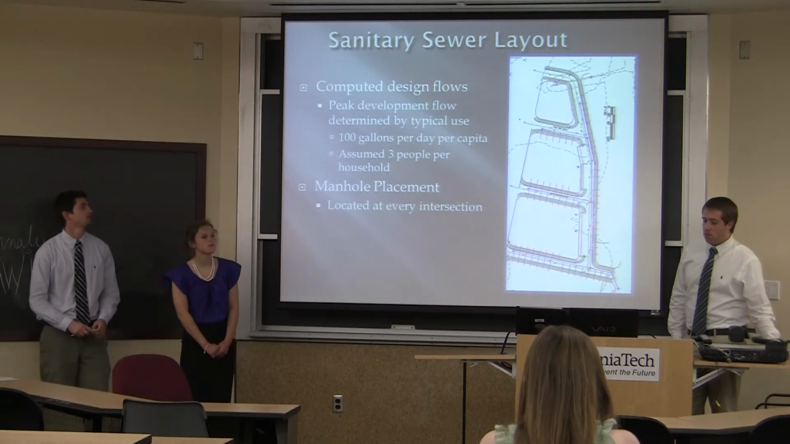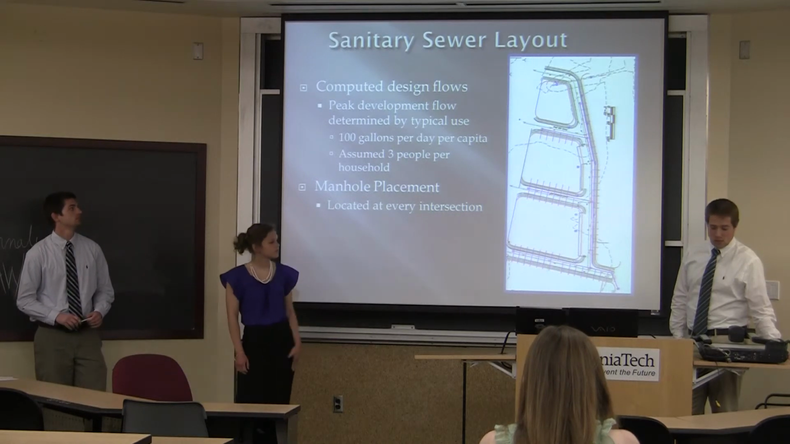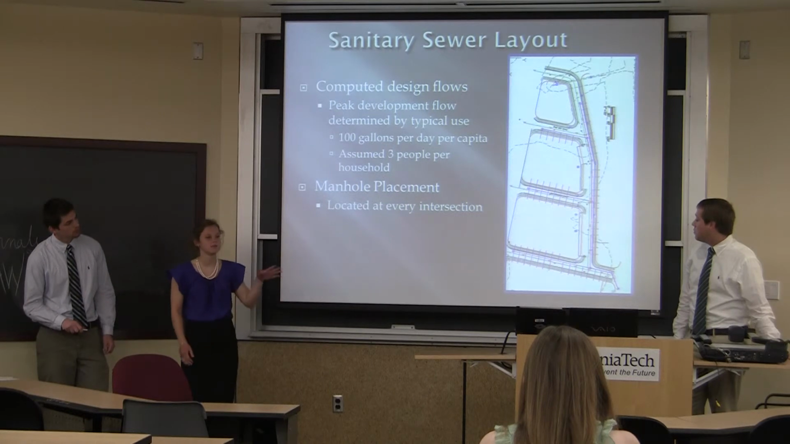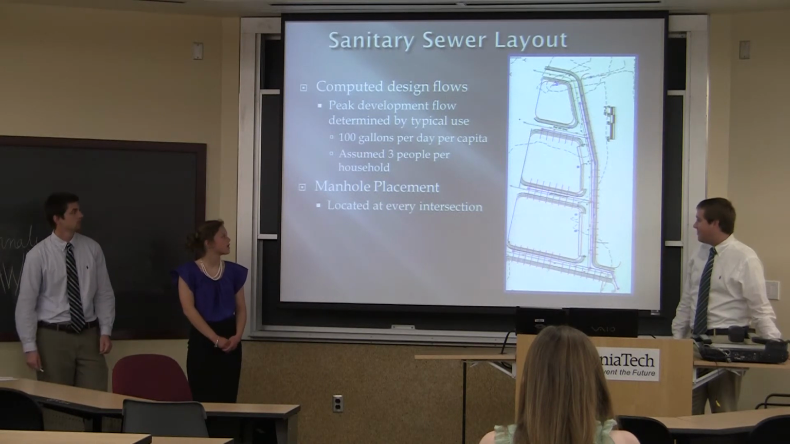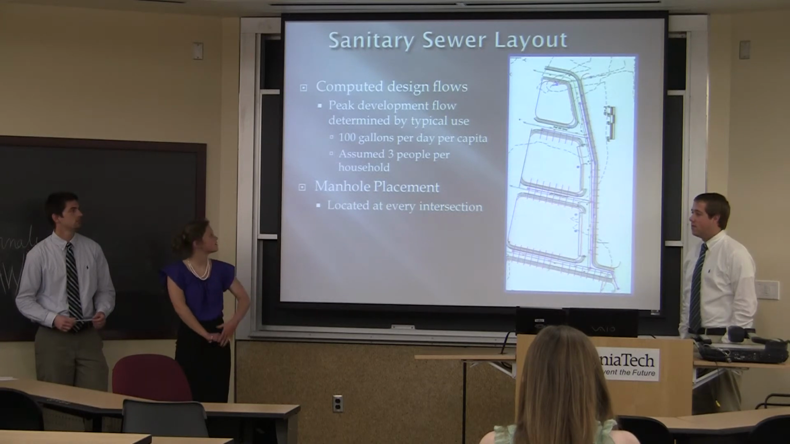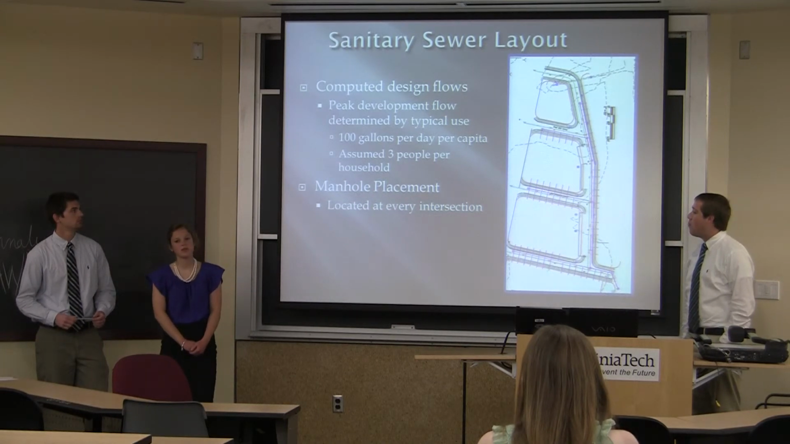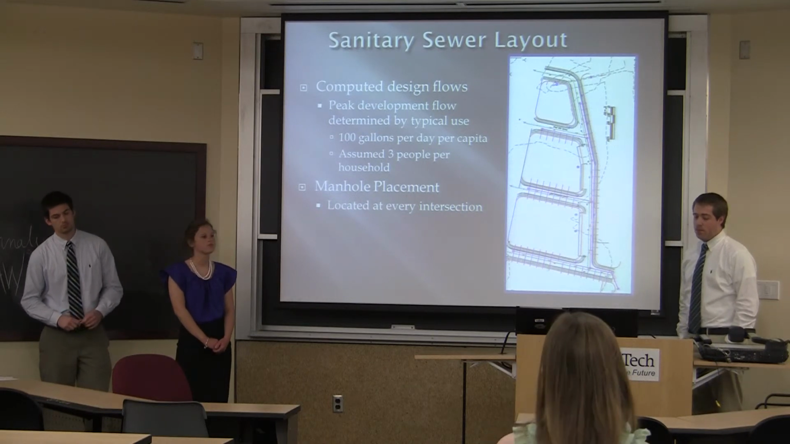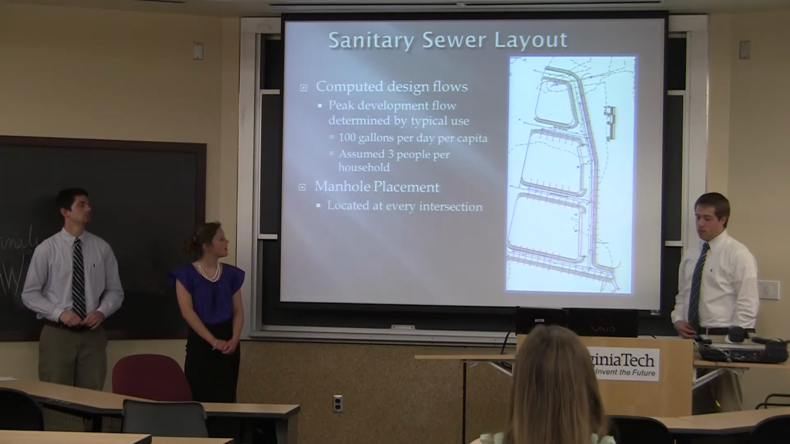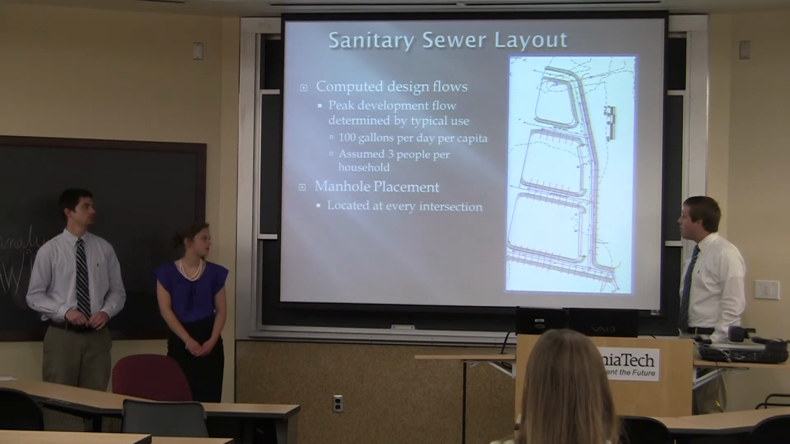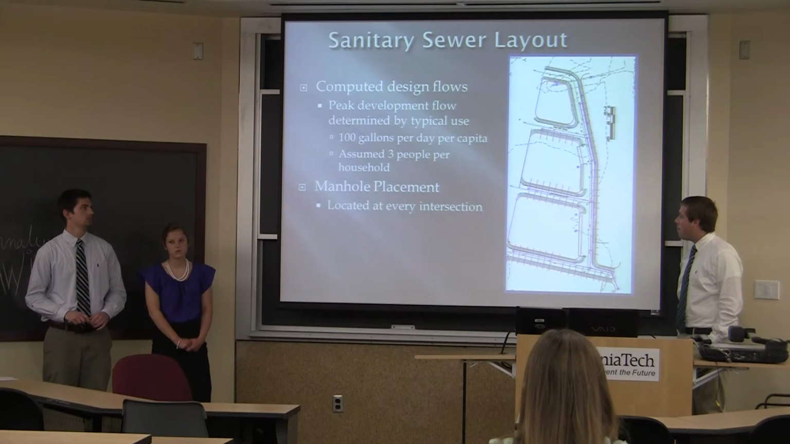For the sewer system, we started by tying into the existing utility in the southeastern corner. We then decided to do a gravity flow sewer from that point, and we just made sure that everything flowed down to that corner. We calculated our peak development flow by using 100 gallons per day per person with 3 people per household. And we put manholes at every intersection and end of line, and that totaled to 9 new manholes.